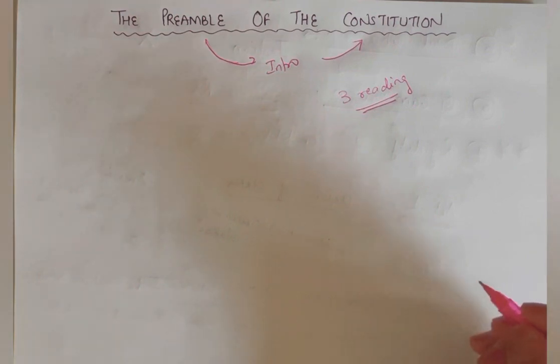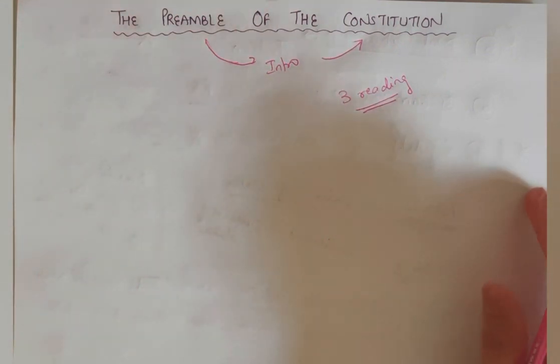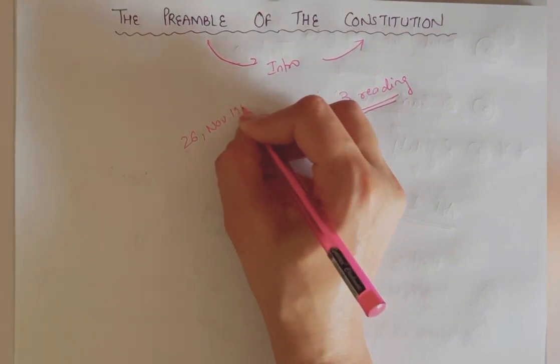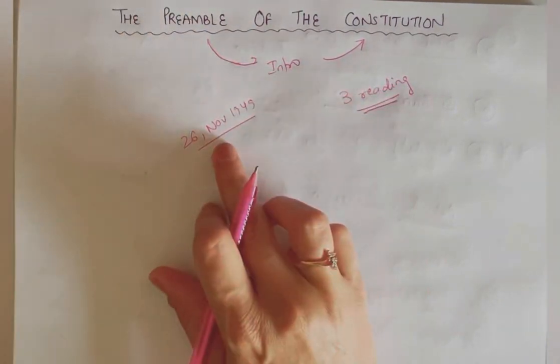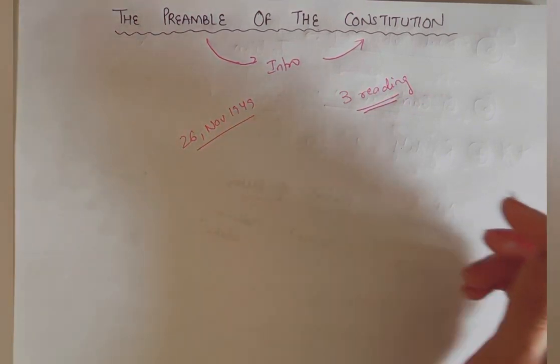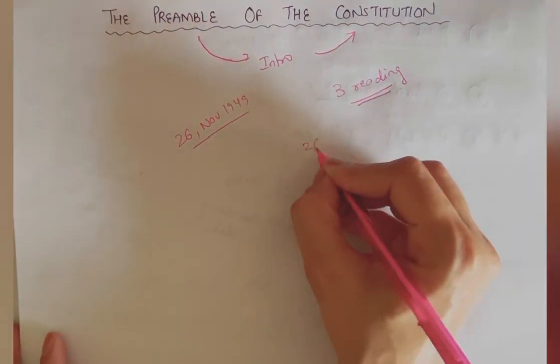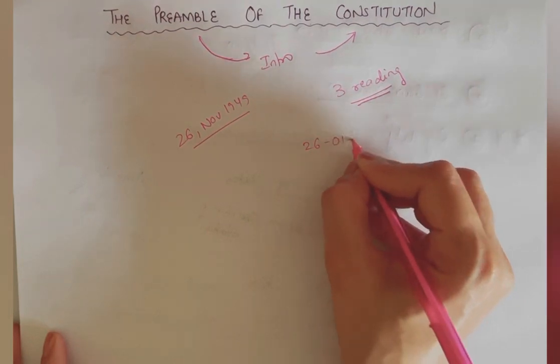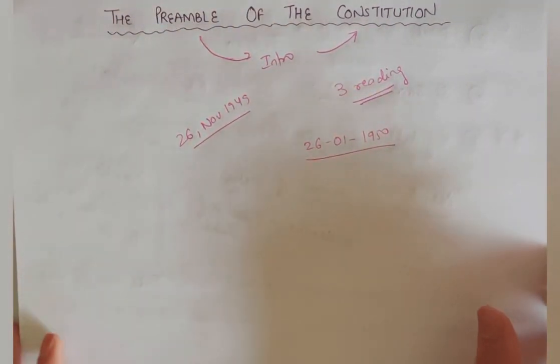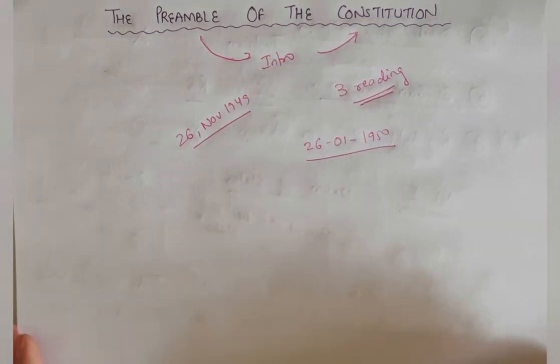Preamble should have come into force on 26th November 1949, right? 26th November 1949 को ही हमारा preamble force में हो जाना था बच्चे, but it actually came into force on 26th January 1950, the day we celebrate it as Republic Day of India.